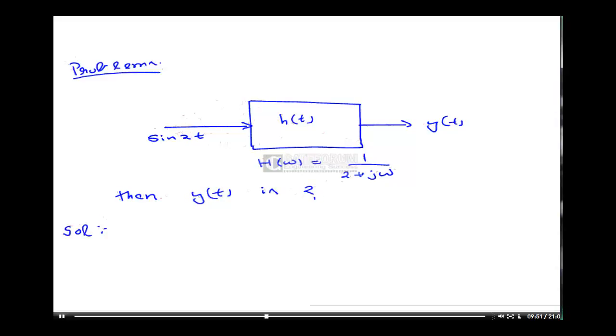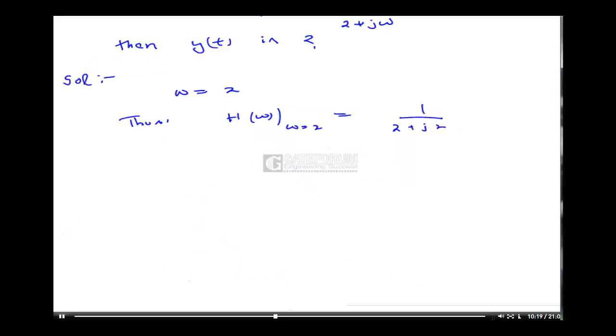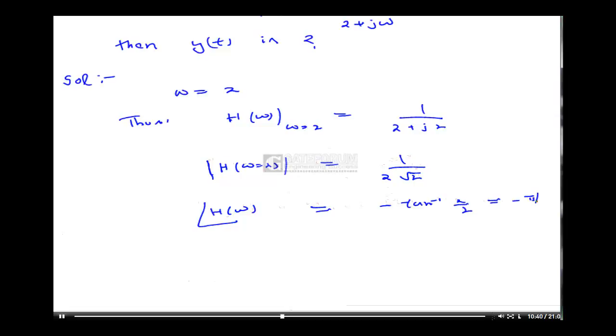Now, since we know the y(t) frequency will remain the same as 2t, the phase in the input is 0 and the amplitude at the input is 1, but the amplitude at y(t) will be different. We will see how it will be different. Omega is equal to 2. Thus, H of omega at omega equal to 2 is equal to 1 upon 2 plus j2. Thus H of omega at omega equal to 2, magnitude is how much? 1 upon 2 root 2. Phase of H of omega is minus tan inverse 2 upon 2 equals minus pi by 4.